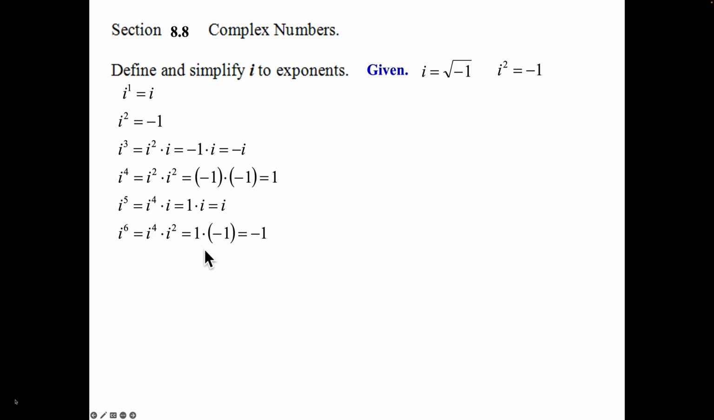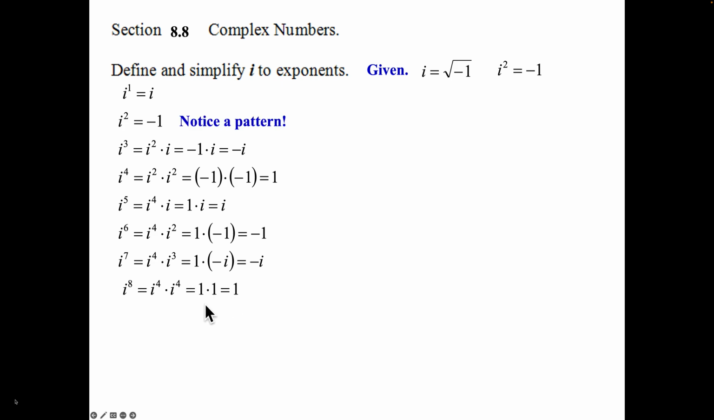That's a -1. I to the seventh will be i to the fourth times i to the third. 4 plus 3 is 7. So 1 times i to the third power, which was -i. So that's -i. Not -1, -i. I apologize, too many negatives here. I to the eighth is equal to i to the fourth times i to the fourth, which is 1 times 1, equal to 1.